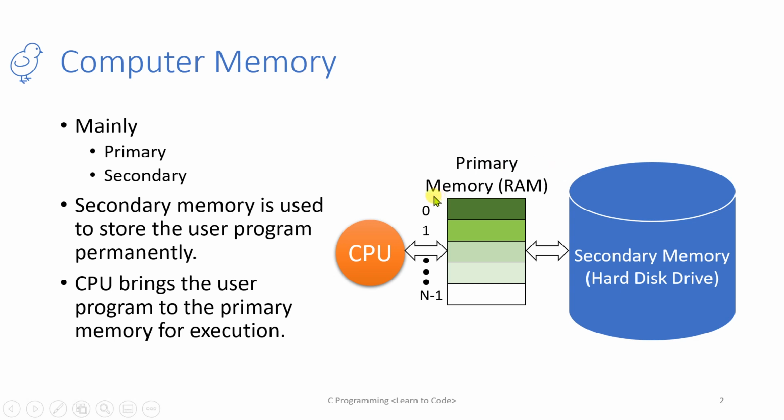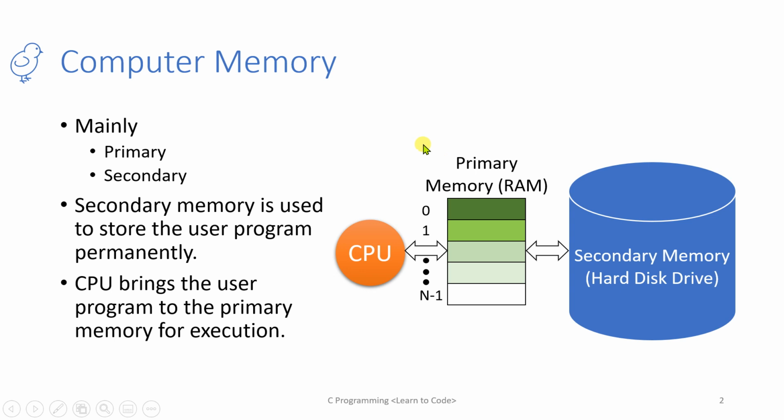Okay. So if you see this particular figure, the CPU will be directly connected to the primary memory. And generally the primary memory is called your random access memory or RAM. And RAM is again connected to the secondary memory, which in our case is the hard disk drive.